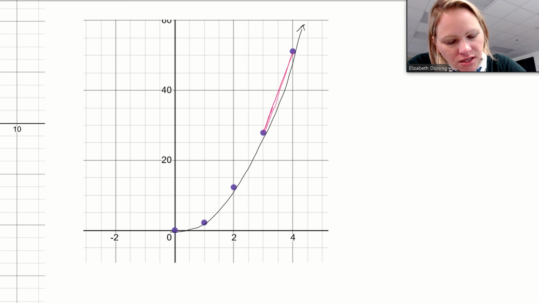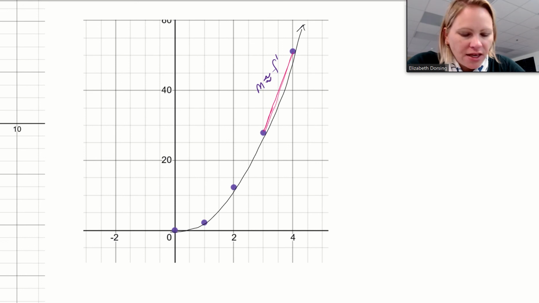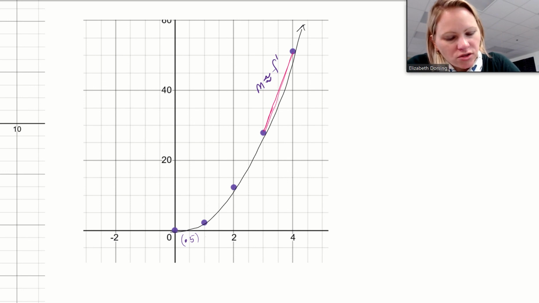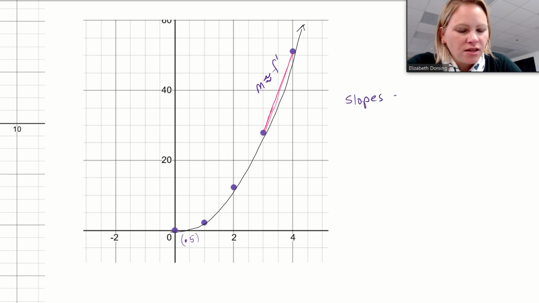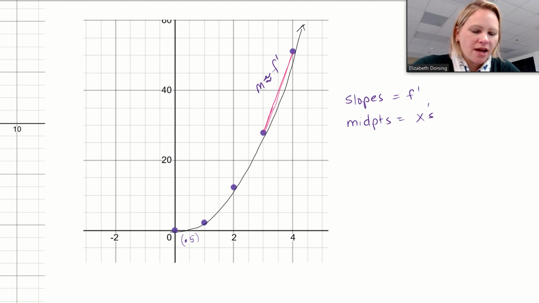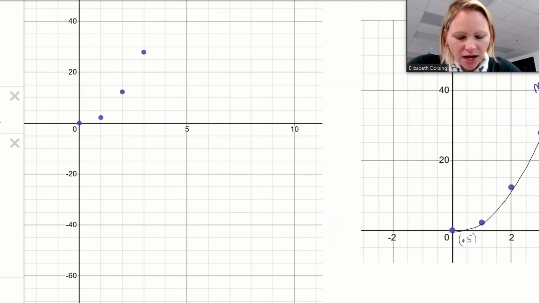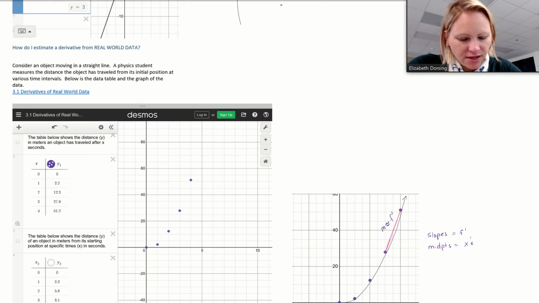So the idea is the slope of this will estimate the derivative. We're going to nail it down to one spot, and we're going to pick the midpoints for our x values. For example, if this goes from 0 to 1, I'm going to pick 0.5 as my midpoint. I'm going to use the slopes. Those are my derivatives, and the midpoints are the x's.